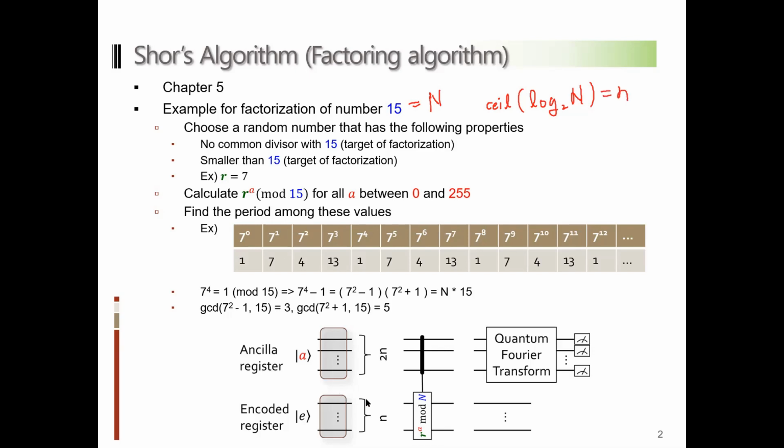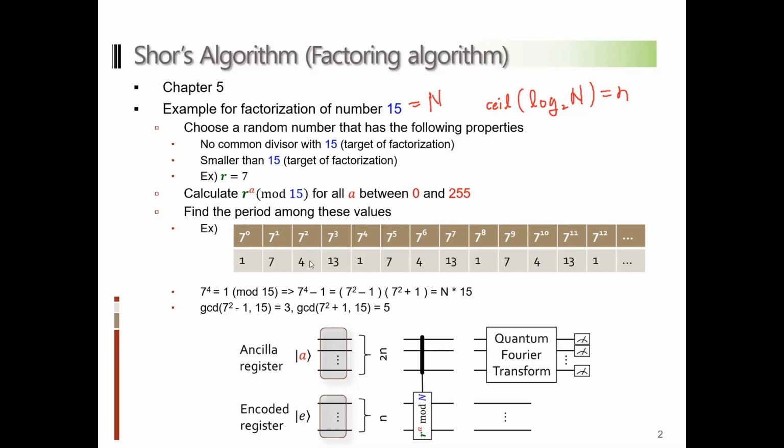And why do we need small n qubits for the encoded register? Because eventually what we are going to do is store the calculation of all these remainders. I just want to remind you that this table was obtained by calculating R to the zeroth, R to the first, R to the second, and so forth. Here our example used R equals 7, so it is 7 to the zeroth, 7 to the first, 7 to the second, and so forth.